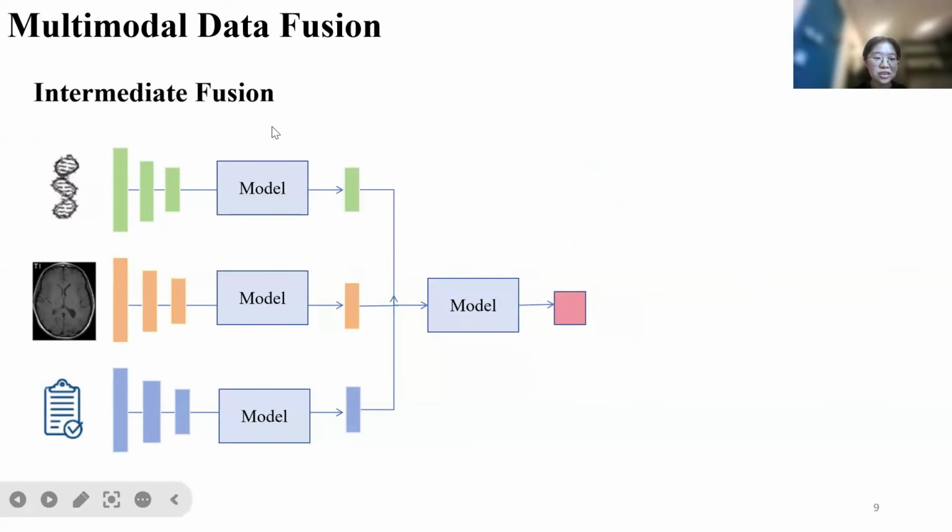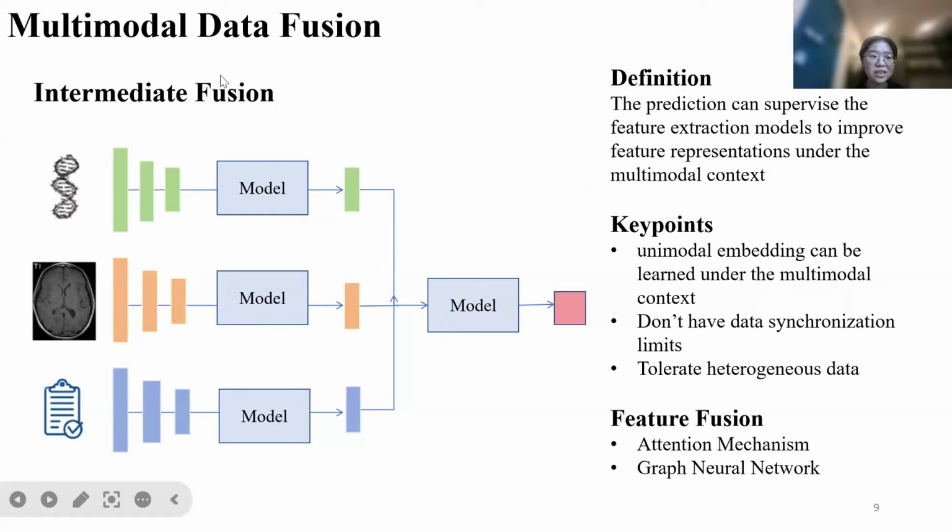And then here we could consider another way to fuse the information, which is called intermediate fusion. So what does intermediate fusion mean? Here we have the genetic data, we have medical imaging, we have tabular data. Then we could use different frameworks to extract different features and use another module to fuse the features. So the prediction can supervise the feature extraction module to improve feature representation under the multimodal context.